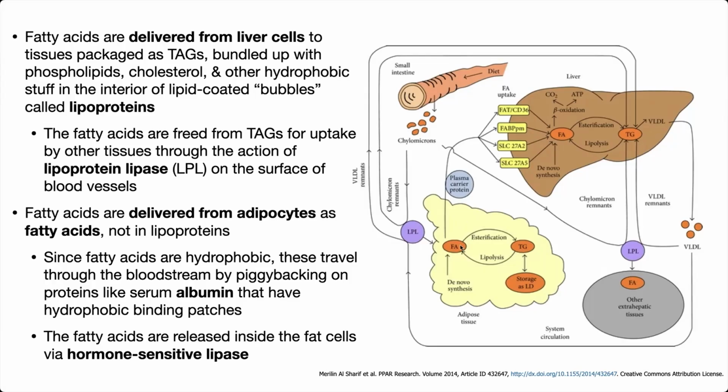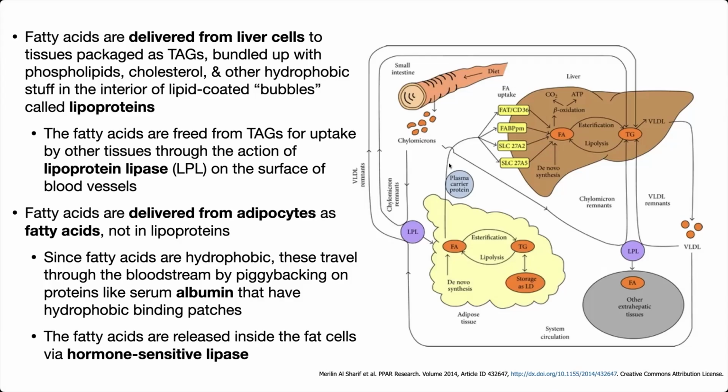In your fat cells, your adipocytes, you're also going to be making triacylglycerols and storing them. But rather than sending them out as triacylglycerols for other tissues to use, you're going to send them out as fatty acids. So you've got to do the lipase step inside of the cells, and the hormone-sensitive lipase is going to allow you to do this in response to glucagon or adrenaline, free up those fatty acids to be sent throughout the blood.